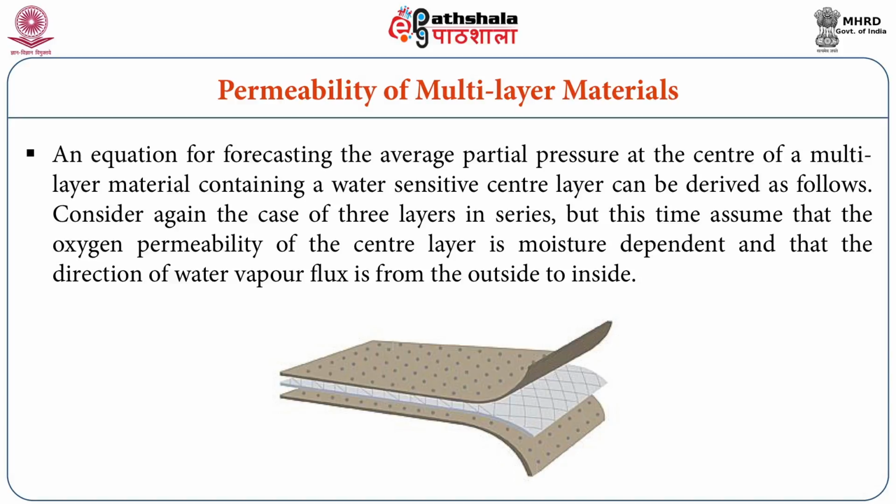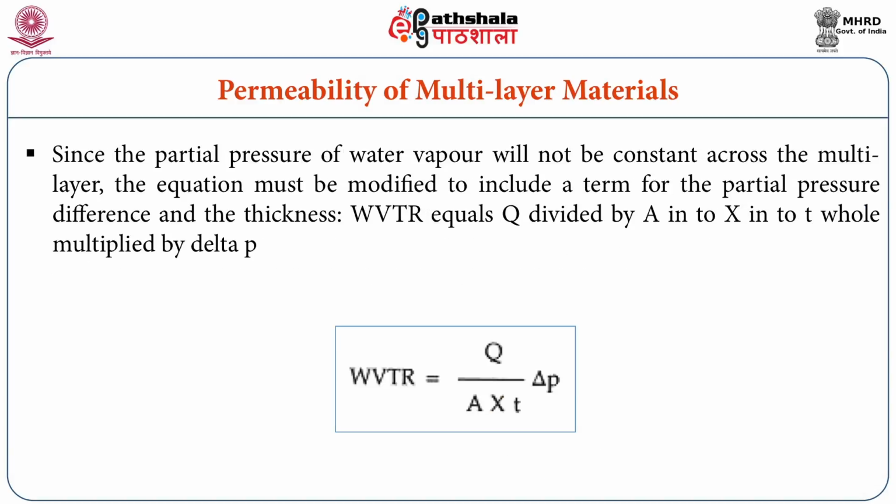Consider again the case of 3 layers in series, but this time assume that the oxygen permeability of the center layer is moisture dependent and that the direction of water vapor flux is from outside to inside. Since the partial pressure of water vapor will not be constant across the multi-layer, the equation must be modified to include a term for the partial pressure difference and the thickness. WVTR equals Q divided by A into X into T, whole multiplied by delta P.